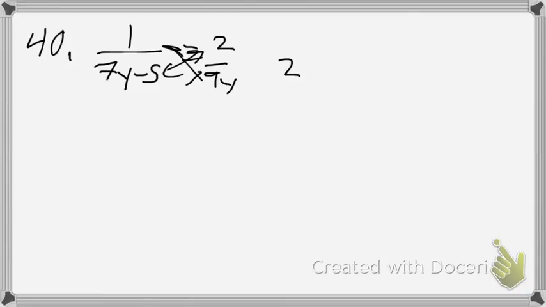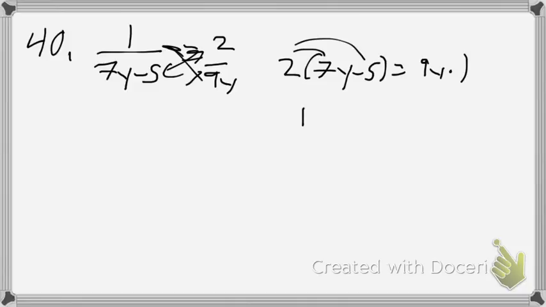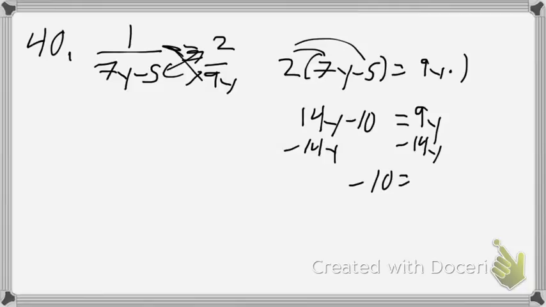This gets a little bit harder. So I have 2 times 7y minus 5 equals 9y times 1. That gives me, once I distribute, 14y minus 10 equals 9y. I'm going to subtract 14y from both sides. So I get negative 10 equals negative 5y. Divide by negative 5. And I get y equals 2.